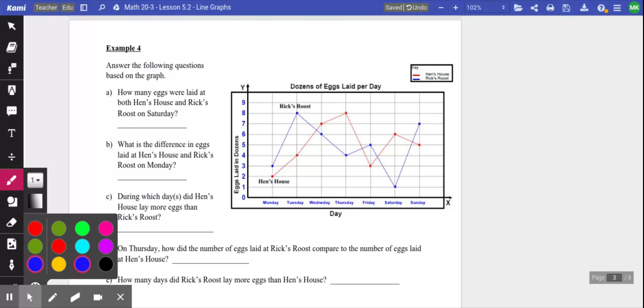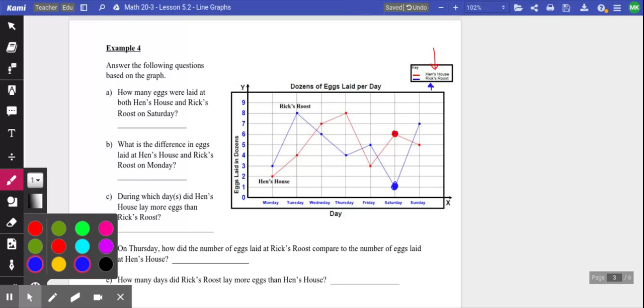Part 4, we have dozens of eggs laid per day, followed by the days. So part A, how many eggs were laid at both Hen's house and Rick's roost on Saturday? If you look at Saturday, there's 2 dots. There's the blue dot and the red dot. The red dot is Hen's house. The blue dot is Rick's house. So we have 2 different houses laying eggs.